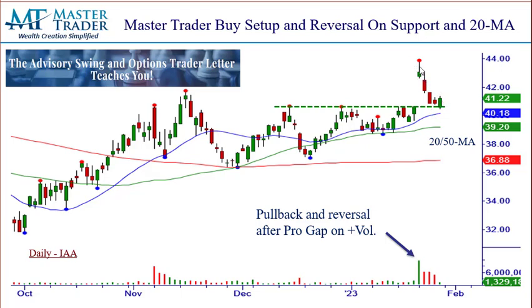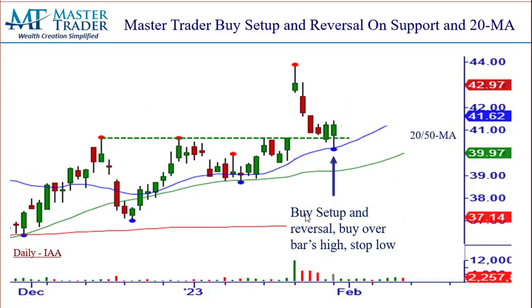Professional gap up, retraced in a controlled manner, reversed on minor support, and I have a bullish engulfing at the 20-period moving average. Look at this beautiful, what we call igniting volume. So very bullish setup. Here's where we gave it to our subscribers.